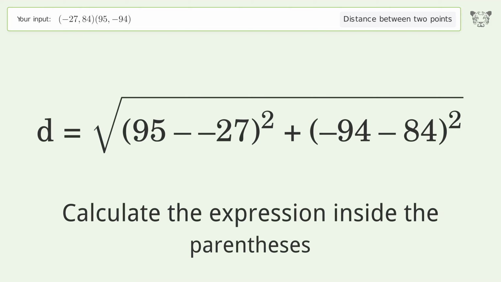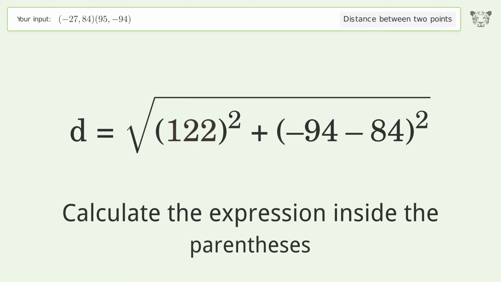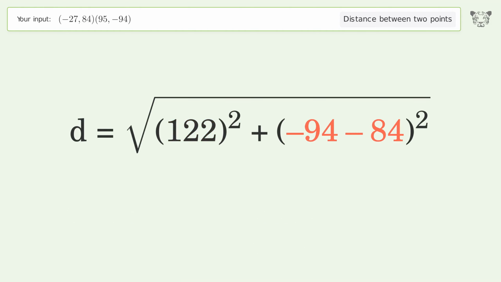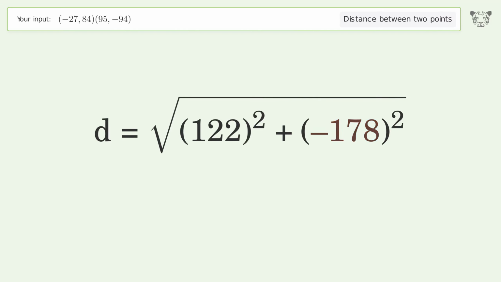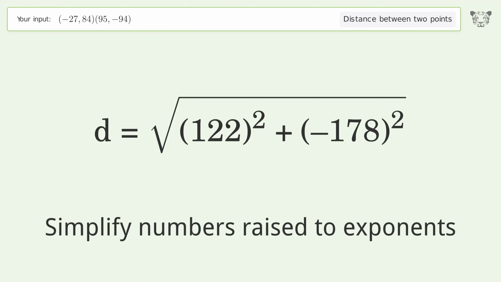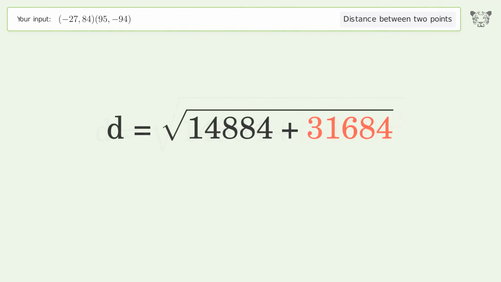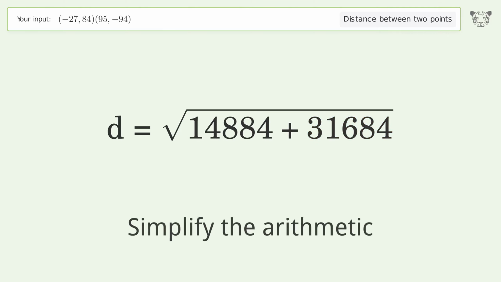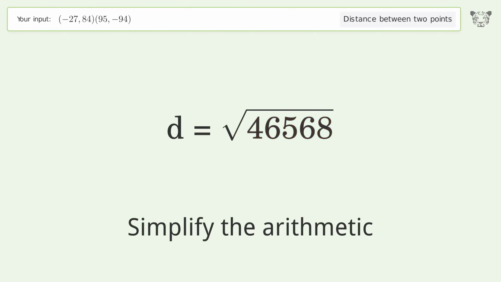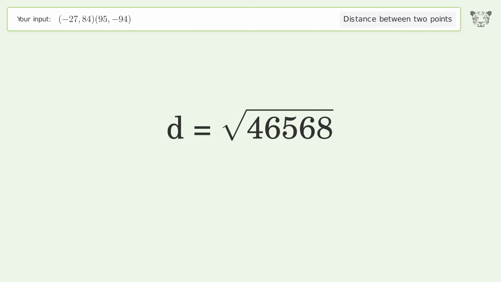Calculate the expression inside the parentheses. Simplify numbers raised to exponents. Simplify the arithmetic. And so the distance between the 2 points is the square root of 46,568, or 215.796.